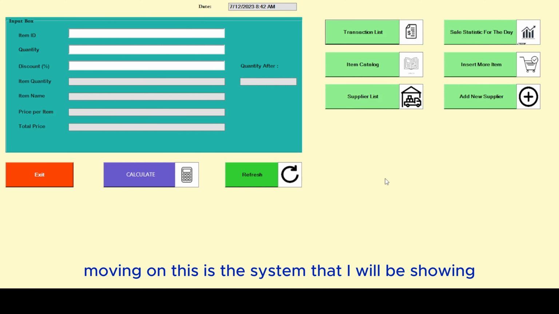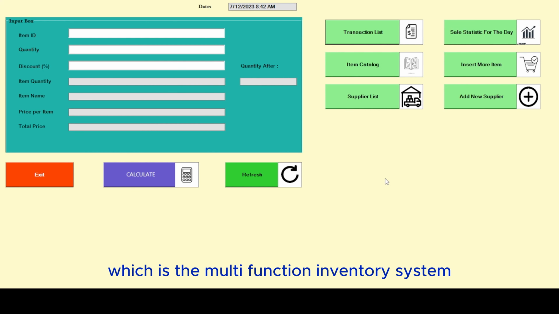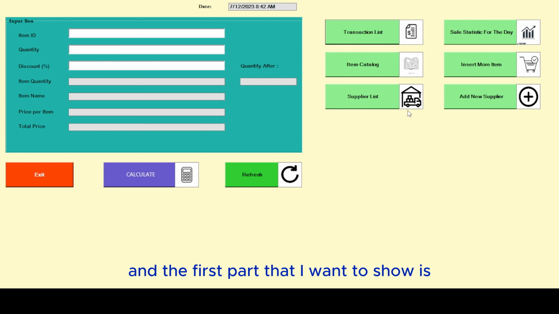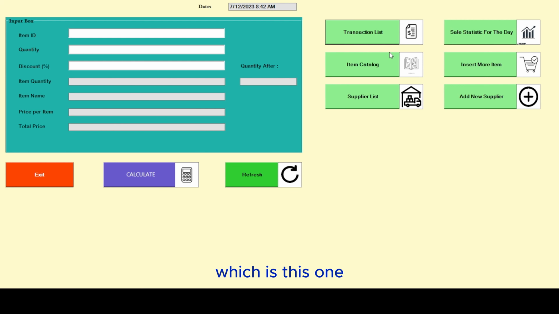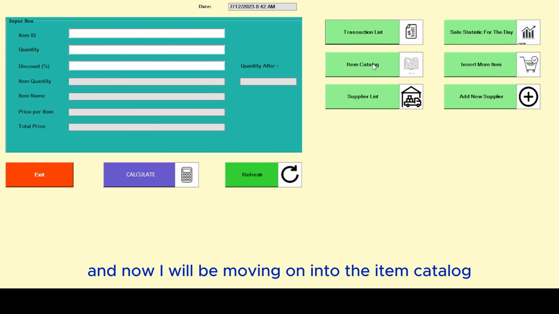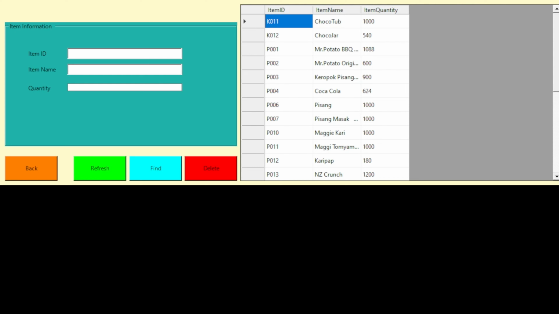Moving on, this is the system that I will be showing, which is the multifunction inventory system. And the first part that I want to show is the item catalog, which is this one. Now I will be moving on into the item catalog. Okay, now I will be showing the item catalog function.